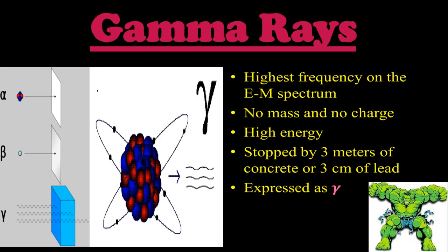The other one is gamma rays. These are the highest frequency on the EM spectrum. In a future video, we're going to talk about the EM spectrum, also known as the electromagnetic spectrum. Gamma rays have no mass or no charge because they are composed of energy. Things in physical science can be composed of matter or they can be composed of energy, and there's 2 separate things. Now, gamma rays actually are very powerful. The only way to stop them is to have 3 meters of concrete or 3 centimeters of lead. And we usually express it with the lowercase gamma symbol.